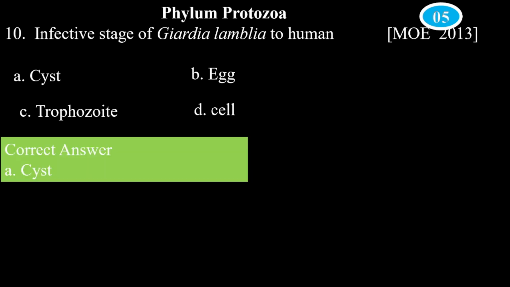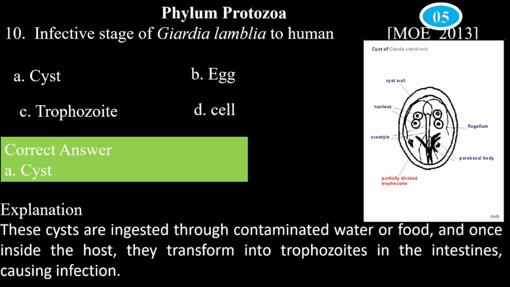The right answer is option A. Cyst. Let me explain why. These cysts are ingested through contaminated water or food, and once inside the host, they transform into trophozoites in the intestine, causing infection.